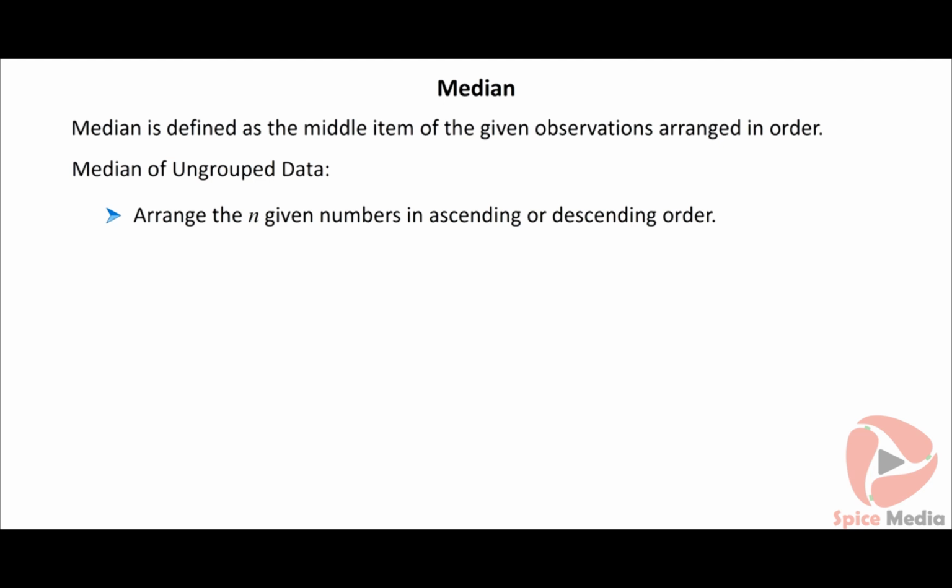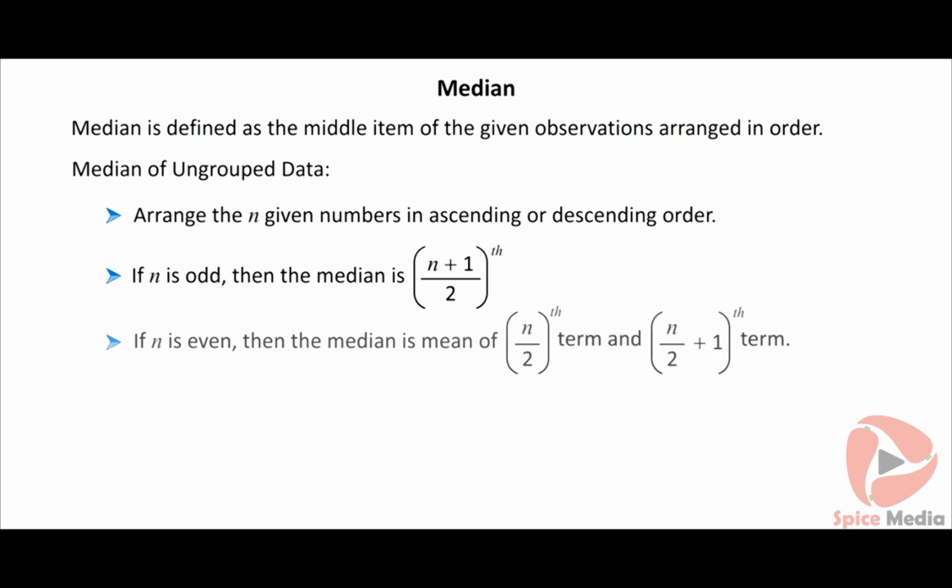Arrange the n given numbers in ascending or descending order. If the number of observations n is odd, then the median is (n plus 1) by 2th term. If the number of observations n is even, then the median is mean of n by 2th term and n by 2 plus 1th term.